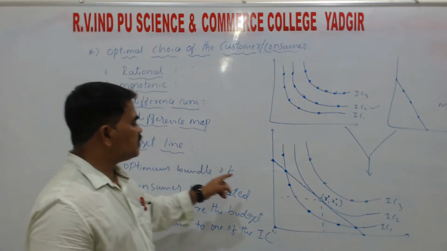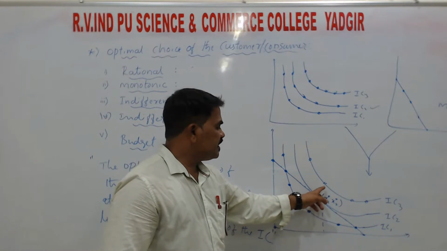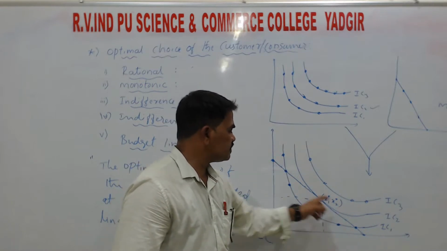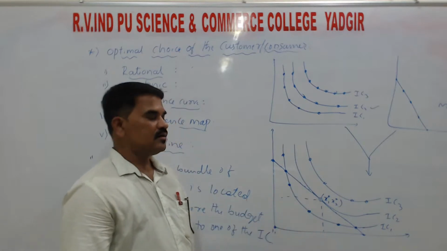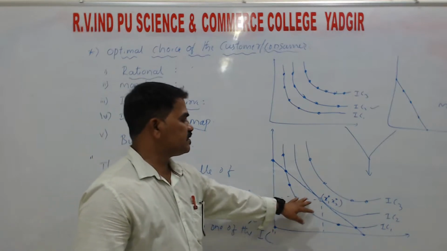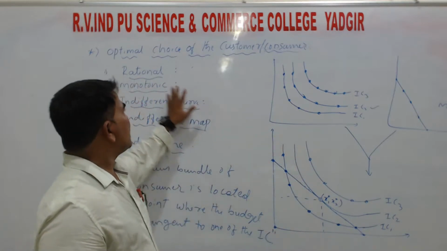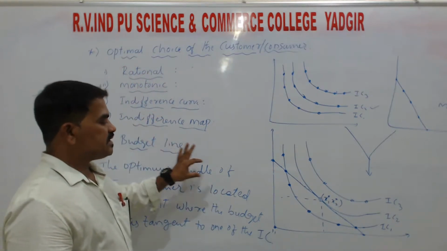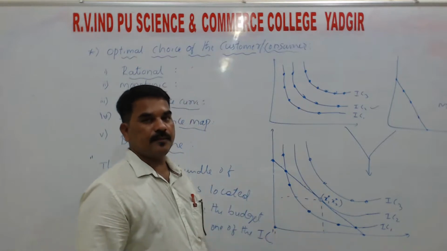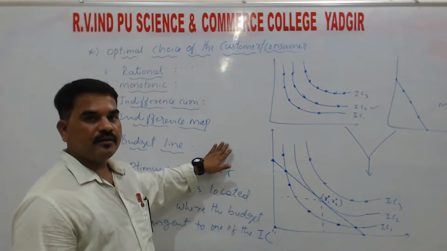So here we understood the indifference map, indifference curves, budget line, his monotonic preferences, and his rational nature. All these things we understood, and we understood the optimal choice of the consumer, which is his optimum bundle. Okay, I'll stop here.